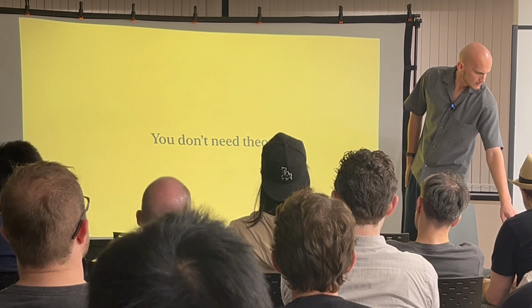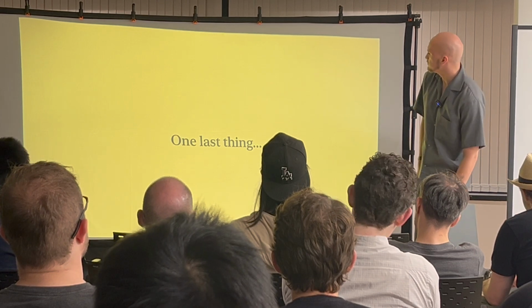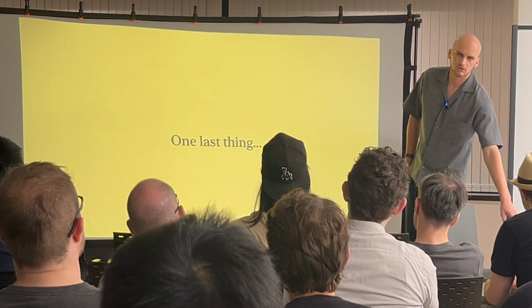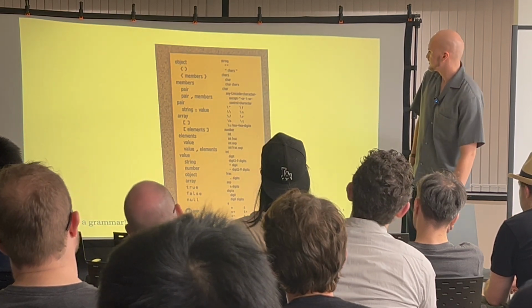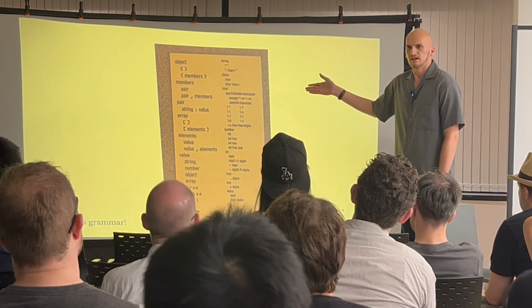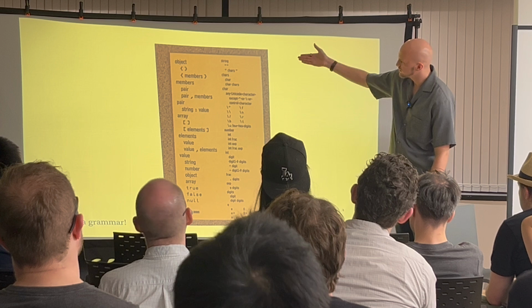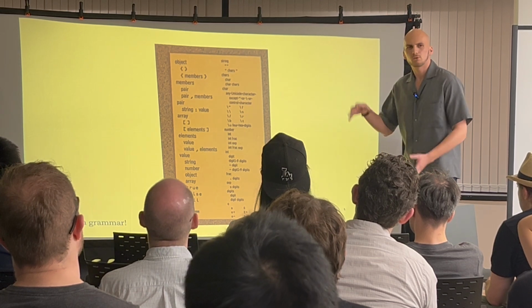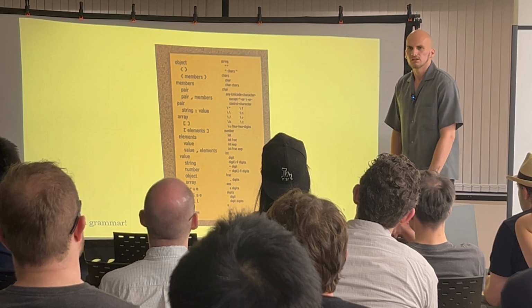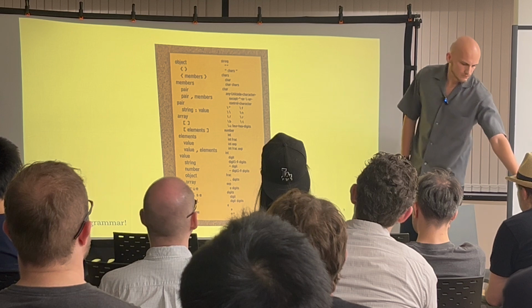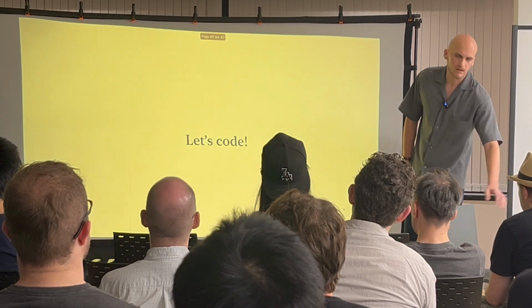Last thing we need, because we're going to implement a JSON parser, is a grammar. Here's a fun fact: this is the business card of the JSON creator, and he could fit the whole JSON grammar on his business card, meaning that JSON is quite an easy language to parse. With that being said, we can finally dive into the code.